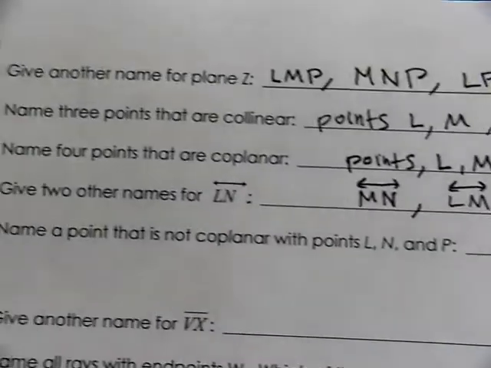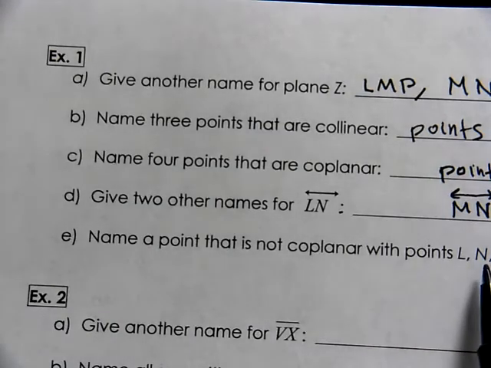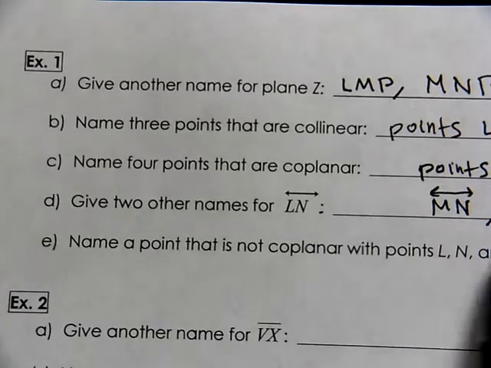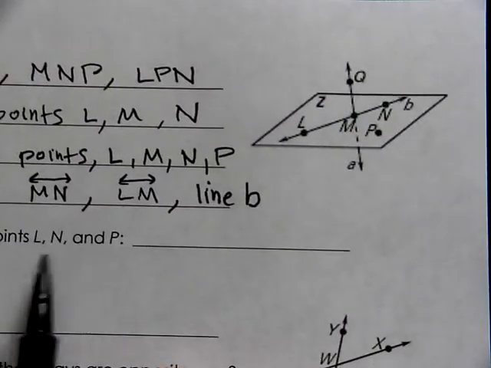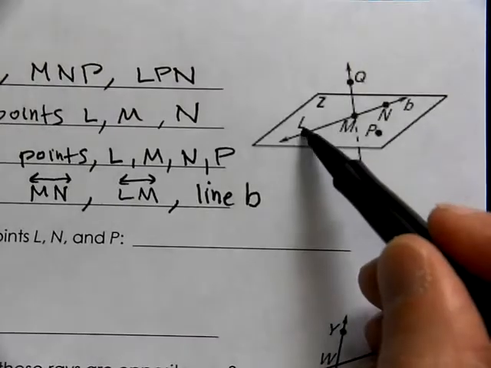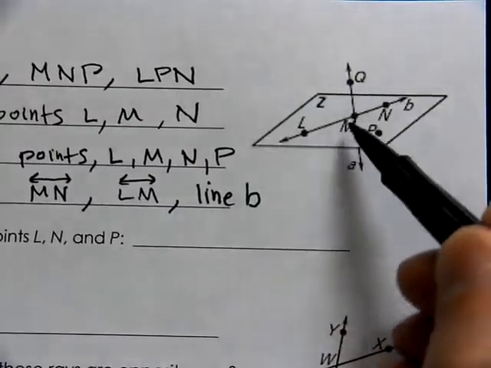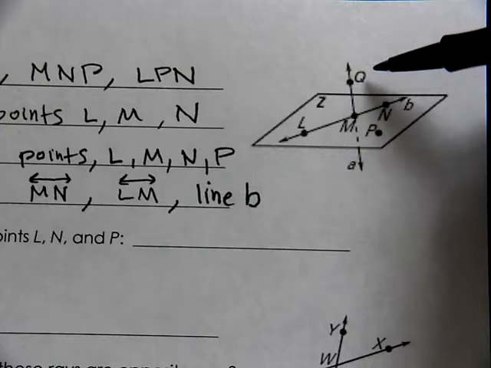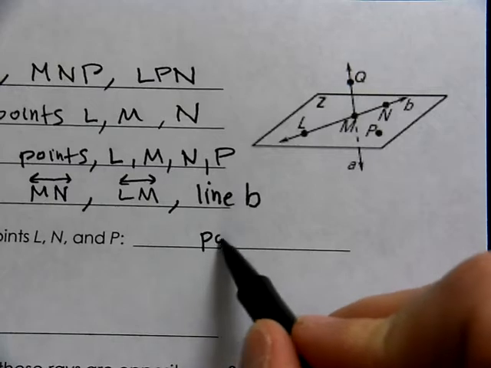Alright, here's the last one in this example. Name a point that is not coplanar with L, N, and P. Not coplanar. So that means these points are on the same plane. We want to think of a point that is not on the same plane. Alright, so here we're finding points L, N, and P. So there's L, N, and P. All of them are inside this horizontal plane. So the only one that's not is point Q. That's clearly above the plane, and that's our answer.